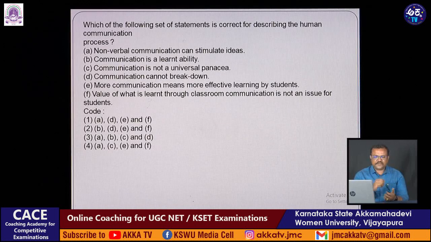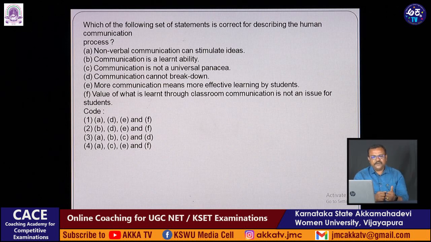Okay. The next question is, which of the following set of statements is correct for describing the human communication process? Non-verbal communication can stimulate ideas. Yes, very much true. Communication is a learnt ability. No, it is not a learnt ability, it is a learning ability. Even at this stage we can learn about communication. So, A is correct.